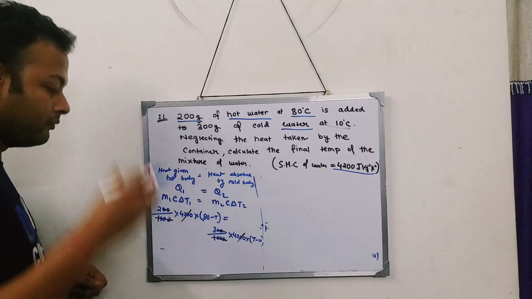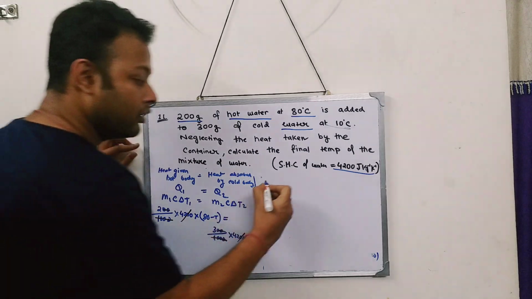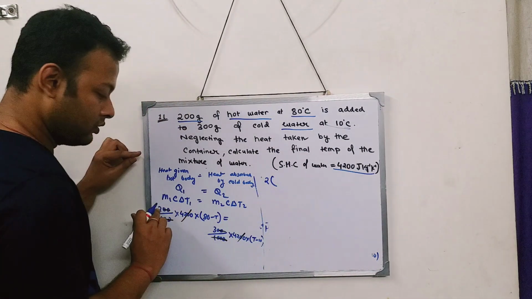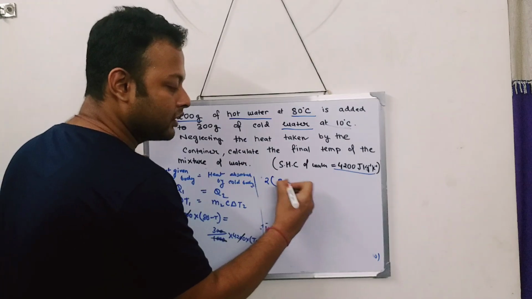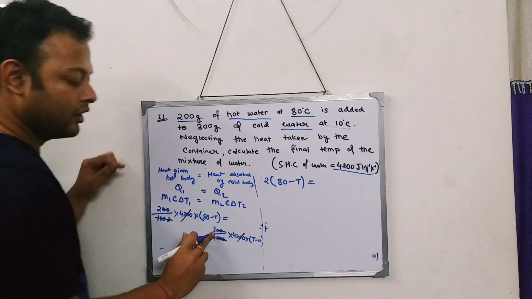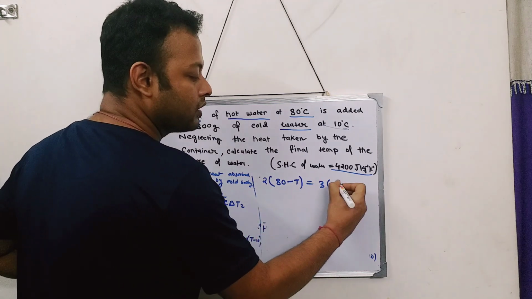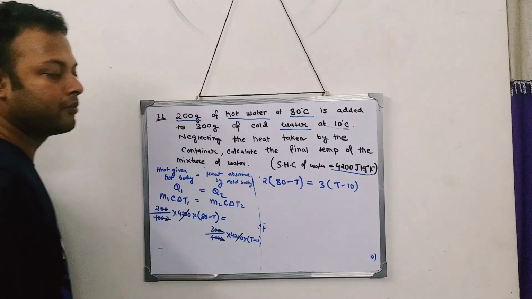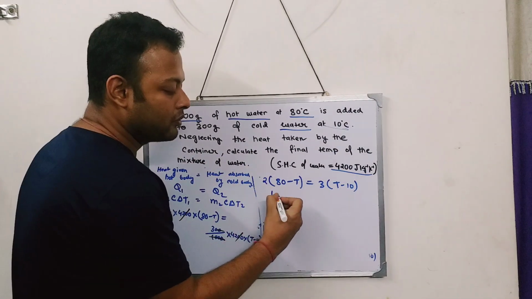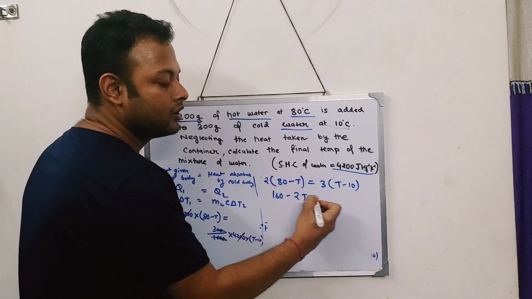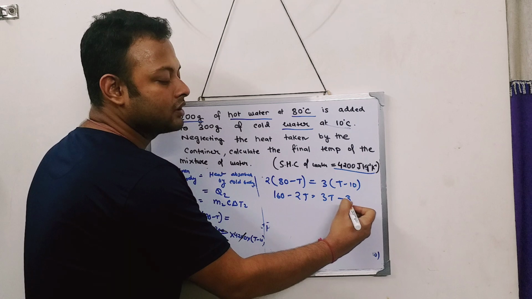It is equal to 2 into (80 minus T), that is the remaining, and over here it will be 3 into (T minus 20), T minus 10, that is the remaining part. Now just solve it. It will be how much? 160 minus 2T is equal to 3T minus 30.